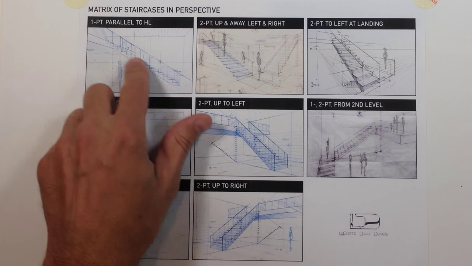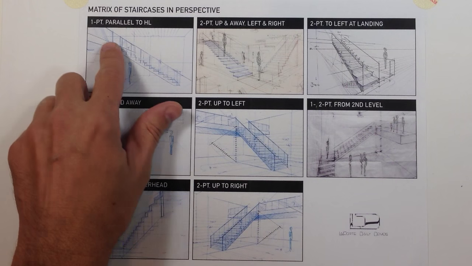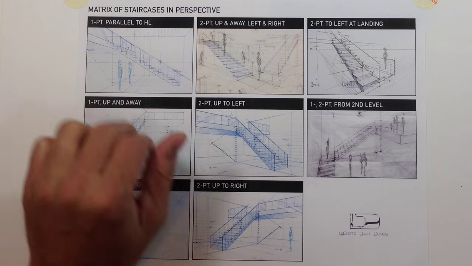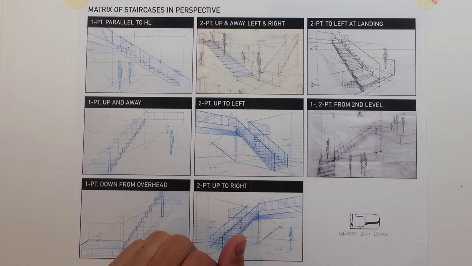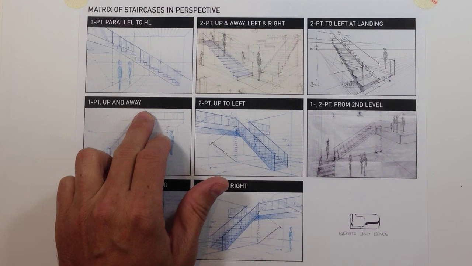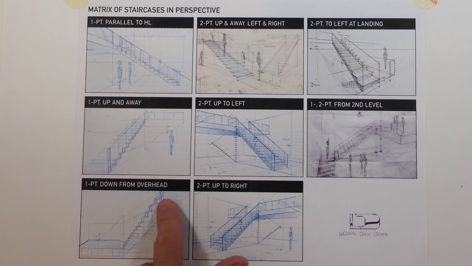A 1-point perspective where the staircase is parallel to the back plane of the room is going to come up square to the back, or square to the horizon line. That's going to be a very different look than a staircase that's going up and away from us. And down here, I have a perspective of a staircase that's rising up over our head to over our right shoulder.